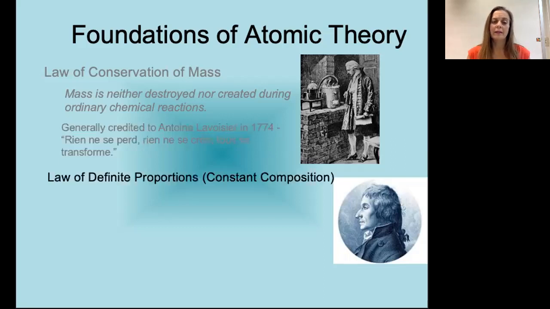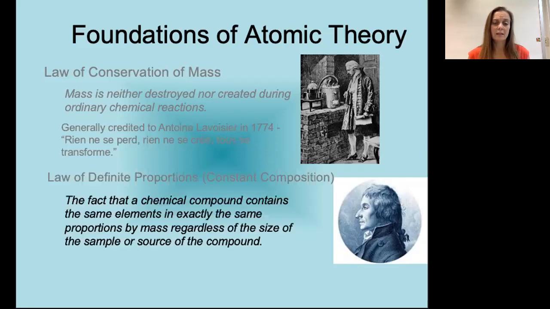The next law that's one of the foundations of atomic theory is discovered by Joseph Louis Proust in 1794, so about 20 years later. And he discovers and documents that a chemical compound contains the same elements in the same proportions by mass, regardless of the size of the sample or the source of the compound. And so this is known as the law of definite proportions or the law of constant composition. And so this law gets scientists thinking, why do they combine in these same proportions by mass? What is special about these particular proportions? And so this leads us to Dalton's model of the atom.